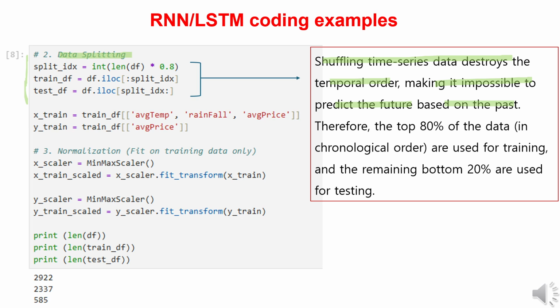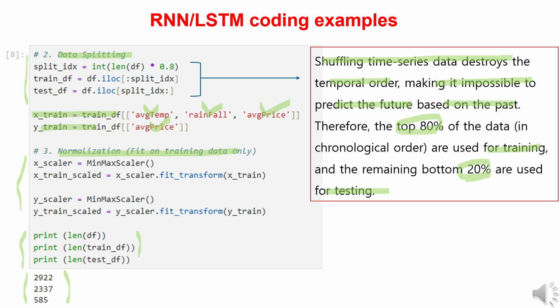Instead, the first 80% of the data set, taken in chronological order from the top, are used as the training set, and the remaining 20% at the end are used as the test set. In this way, the model is trained on past data and then evaluated on a future period that it has not seen before. After splitting the data, the input variables x consist of daily average temperature, rainfall, and the average price on the given day, while the output variable y consists of a single value, the average price to be predicted. Finally, data normalization is performed, and the printed output allows us to verify that the total number of samples and the sizes of the training and test sets have been split correctly.